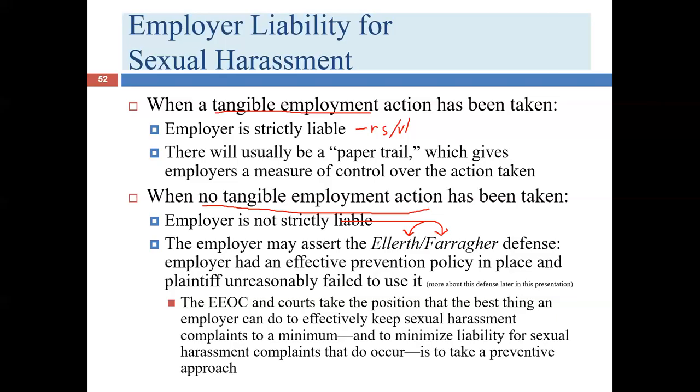And so the secret to this type of defense, which is an affirmative defense, so the burden is on the employer, who is the defendant, to prove this particular defense. The burden is not on the plaintiff to disprove the existence of this defense. So there's really two steps. The first step is that the employer is going to have to prove that there was an effective prevention policy in place. And this usually has a few different elements to it.